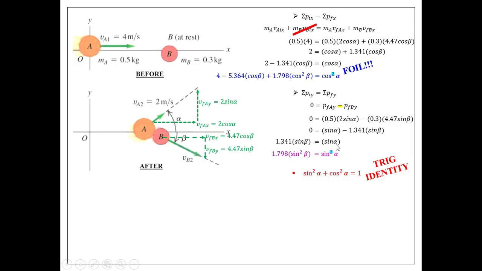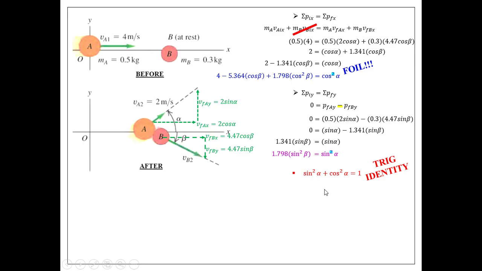So what I'm going to do is I'm just going to square that. This term is easy to square just because you're not adding anything, so you don't have to FOIL here, right? You're just multiplying. So here, I'm going to square the right side, which makes it sine square alpha, and then I want to square the left side. 1.341 square is 1.798, and then sine beta square is also that right there.